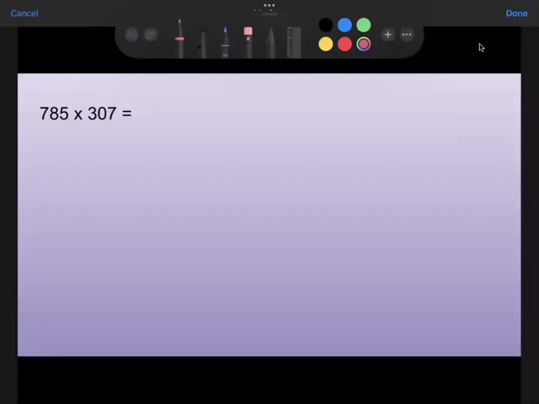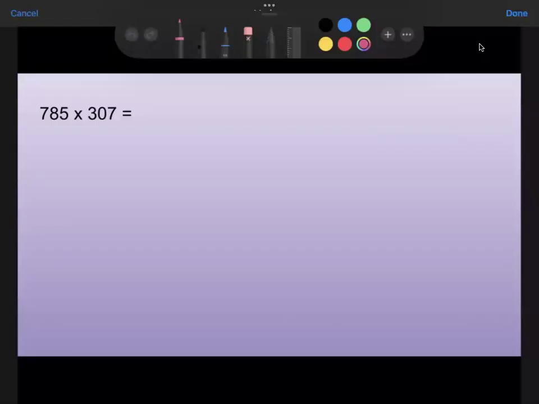Okay, here is the next one. So again, I'll show you how you could set this up using maybe the partial product way or the box or area method. You would split up 785 into 780 and 5 and put that on top, then create a box under it and split up 307 into 300 and 7. So you have 0 tens, so you don't need any tens there.